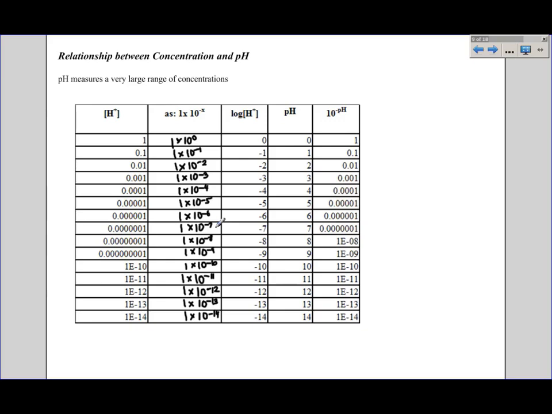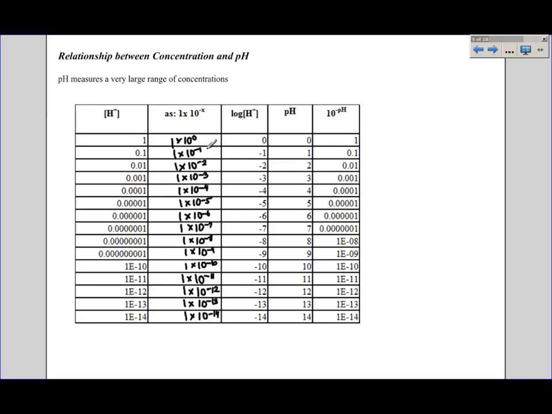It would also be really handy for you to have your calculator at this stage. So we're going to look at a couple of examples and learn how to use our calculator in order to solve pH problems. Now, what we're doing here is we are looking at a very large range of concentrations. So I'm looking at 1 mole per liter all the way to 1 times 10 to the negative 14 mole per liter, which is really, really small.